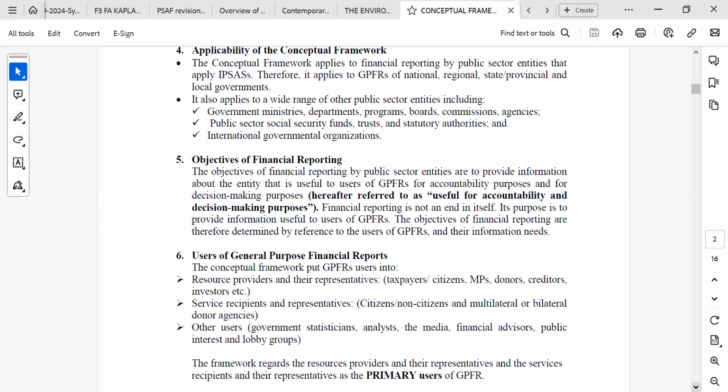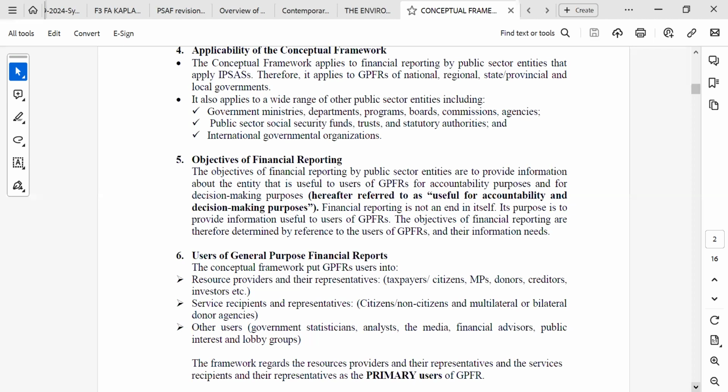Then we have other users, people that we cannot classify as resource providers or service recipients. These can be government statisticians, analysts, the media, financial advisors, the public interest and lobby groups. There can be some people who don't receive the service and don't provide resources, they are just there. So we classify them as the other users. We can have some people who just stay in the house, they don't go to hospital, they don't go to school, and they don't even provide resources. So they are neither resource providers nor service recipients. They will be classified as the other users.